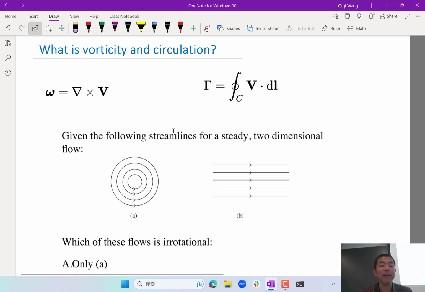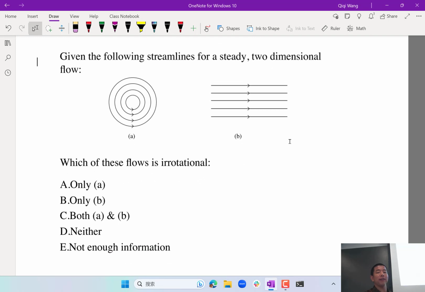Given the following streamlines for a steady two-dimensional flow, by streamlines I mean the path of the flow, there is no indication of the velocity or the strength of the velocity, the magnitude. It just shows the direction. Which of these two flow fields are irrotational, which means the vorticity is 0 everywhere? A or B or both or neither or not enough information?